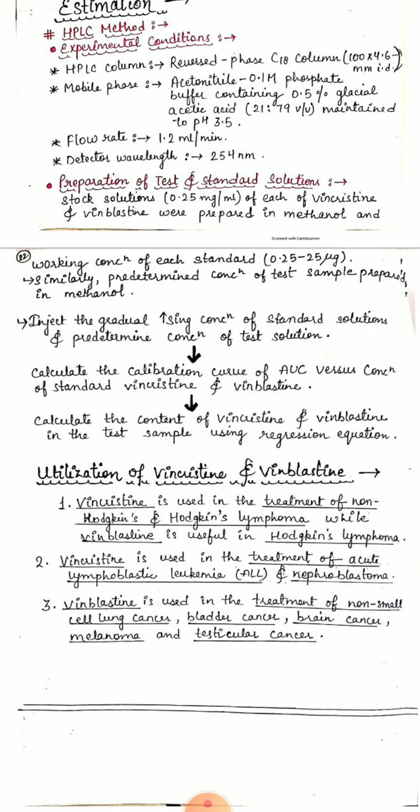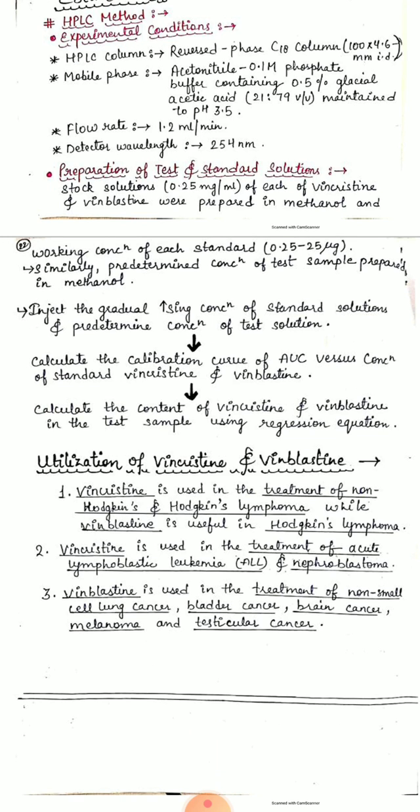Like the above drugs, we will prepare the test and standard solution. So first of all, we are making a stock solution of 0.25 microgram per ml of each of vincristine and vinblastine prepared in methanol, and working concentrations of each standard like 0.25 to 25 microgram. Similarly, a predetermined concentration of test sample is prepared in methanol.